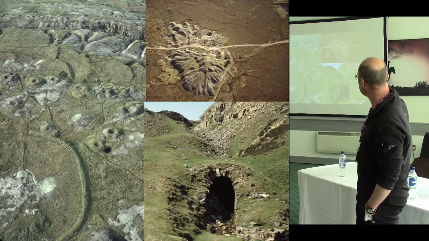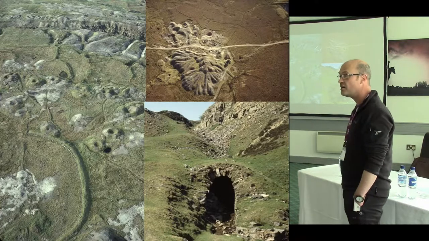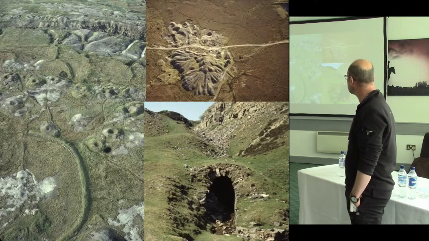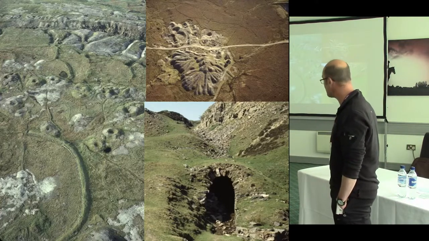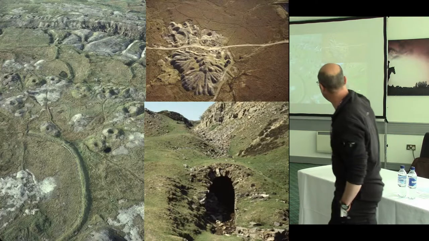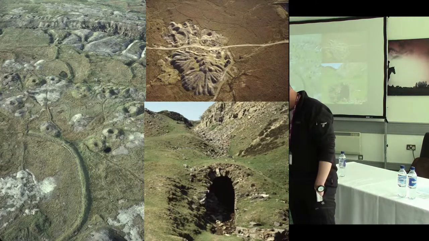Right-hand side is actually Grassington Moor in the south part of the National Park. A really significant, very large early 19th century shaft mine on Grassington Moor, and just an example of a lead mine adit, a drainage feature.